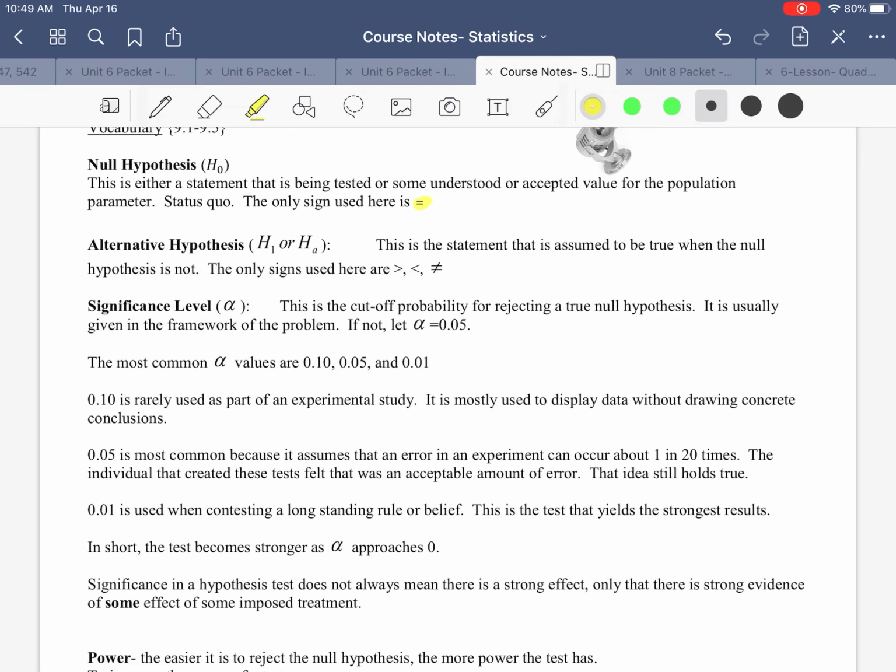The alternative would be something other than that. We use the symbol HA instead of H1. Some textbooks and online resources use H1. I use HA because I think it makes more sense, the A for alternative. This statement is assumed to be true when the null is not. So the only signs that we use are greater than, less than, or not equal. Because if we're going to say something is not equal, we could say that it's simply not equal, but we could also say that it's not equal on the high side, or not equal on the low side.